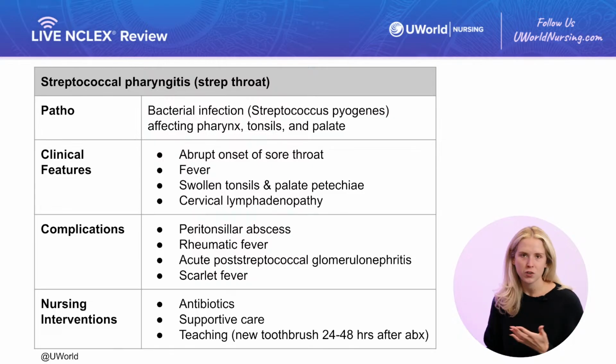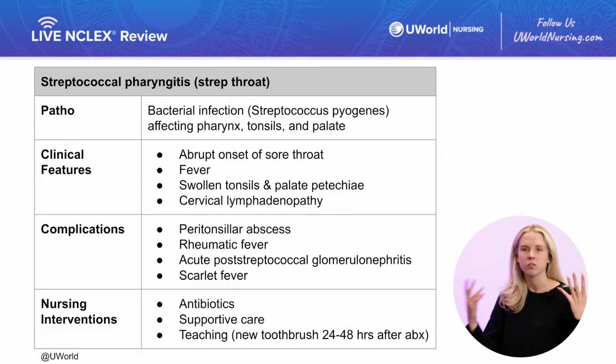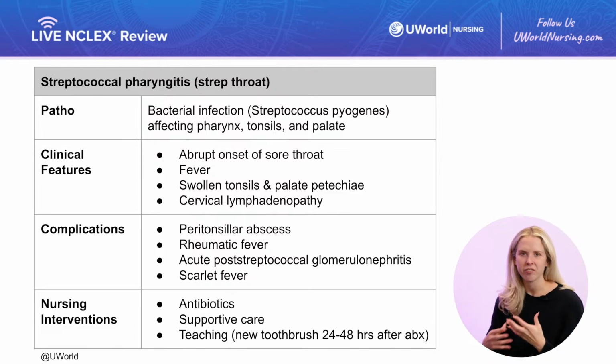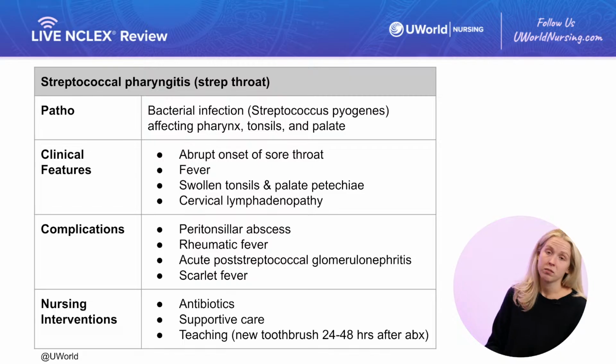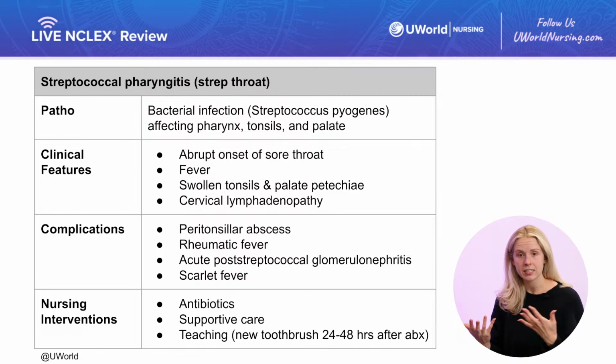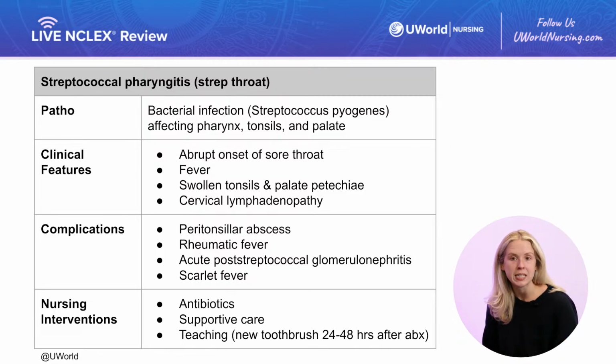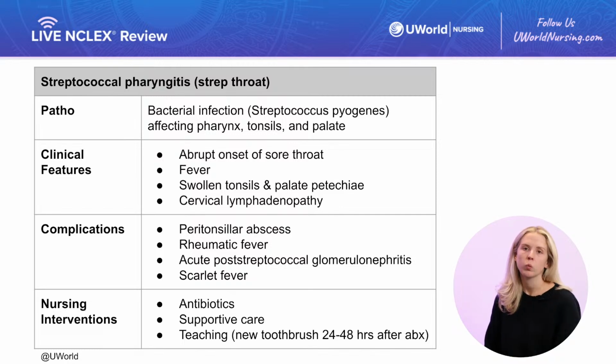So what does strep throat look like? Our clinical features here are going to include that abrupt onset of sore throat. Maybe the kid feels fine in the morning and all of a sudden after lunch that throat starts throbbing and hurting. It might look like redness in the back of the throat. Clients can have swollen tonsils that even have exudate to them. They may have palate petechiae, which are those pinpoint red spots on the palate. I also think that petechiae is just kind of a fun word.